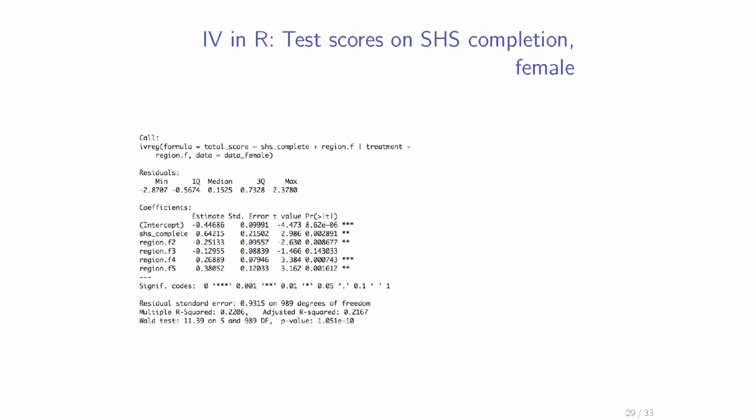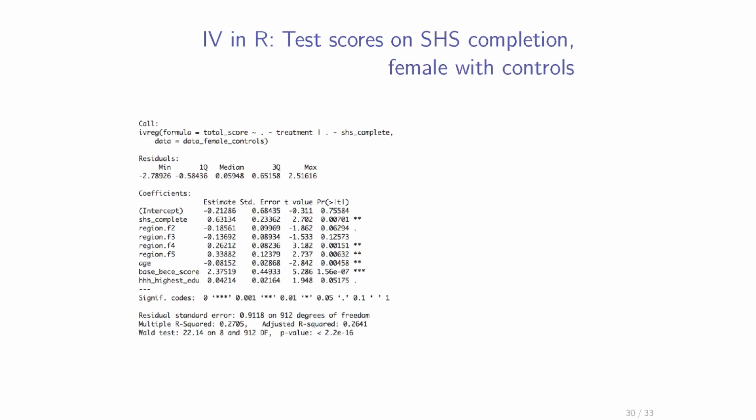Then you get your coefficient for completed secondary school, which is 0.64. So remember, when we did it by hand, this is about what we ended up with as well. And then we have the region dummies that are here instrumented as well. We could add more controls if we wanted. Here we would expect the controls to make no difference because we have a good instrument. We have a randomly assigned instrument, and in fact, they don't seem to make much difference at all.